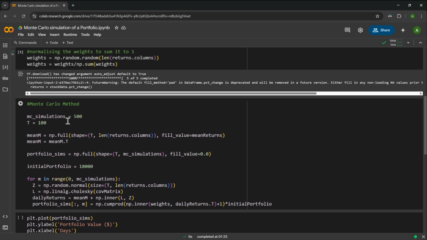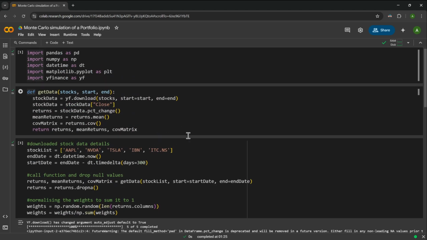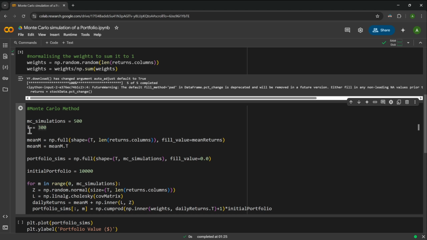So here we have just considered that we are going to run 500 possible scenarios that could happen. We are going to simulate 500 times just to know what all are the possible scenarios and for a time period of 100 days. So this is what is represented over here. We can also change this up to, let's say, 300. Since we have taken data from the last 300 days, we can also say we want to predict the future for the next 300 days, 500 times.